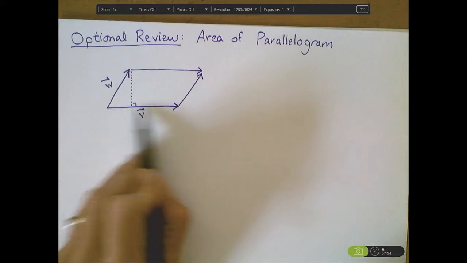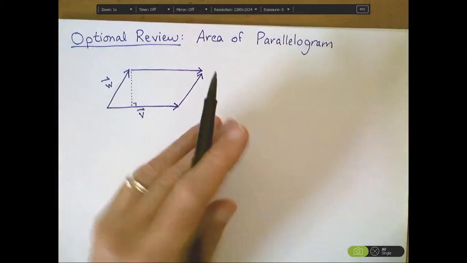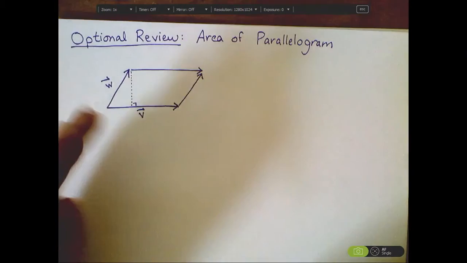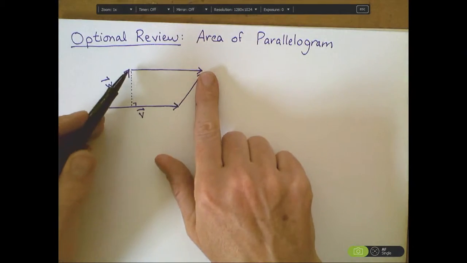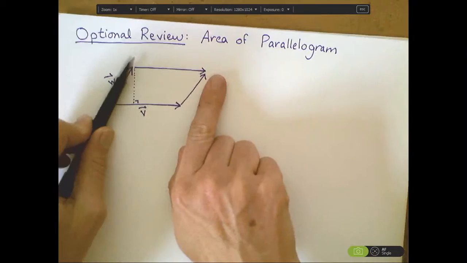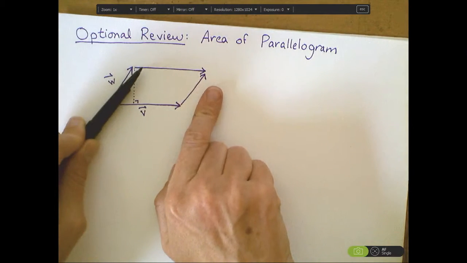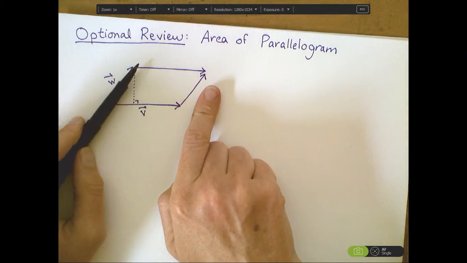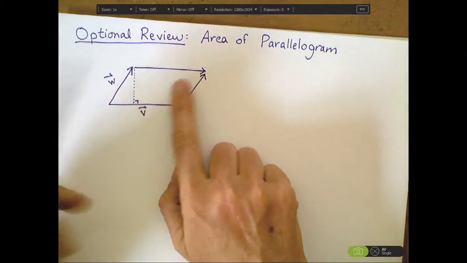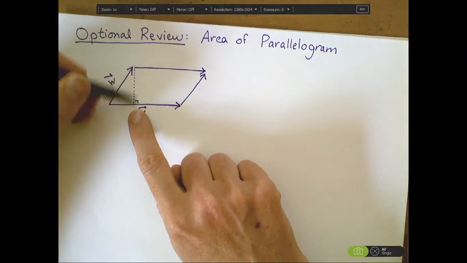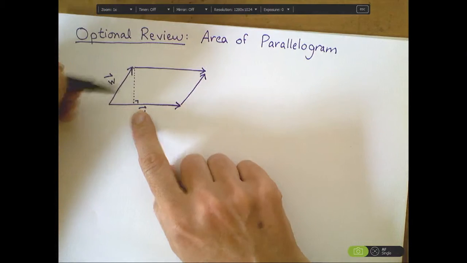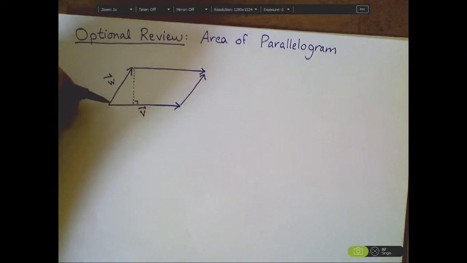It's just base times height. It's going to be the exact same area as if this had been a rectangle. It's like a rectangle that's been shifted to the side, sort of like if you take a deck of cards and squish it over to the side a little bit. It's going to have the same area whether it's squished to the side or not, as long as you're taking it from the height given here and not the length of the side.